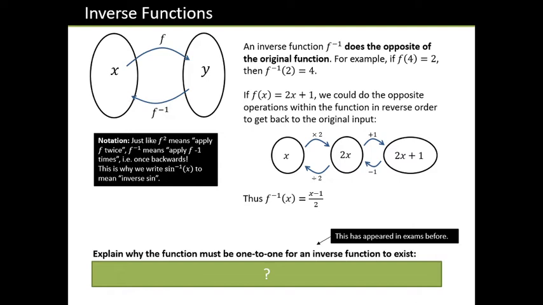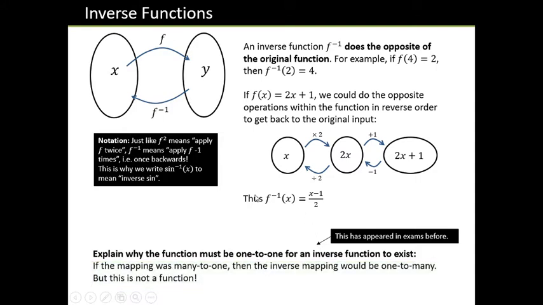However, if we were taking the inverse of a many-to-one function, that would mean that taking the inverse might get you from the one to many, and so it wouldn't be a function at all. So if the mapping has many to one, then the inverse would be one to many, and we've not got a function at all. So you can only take the inverse of a one-to-one function.